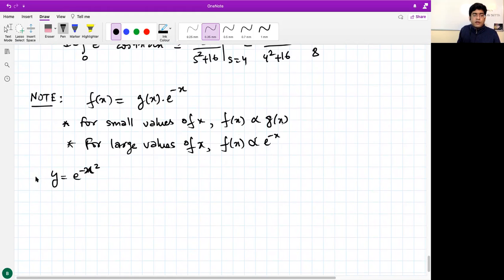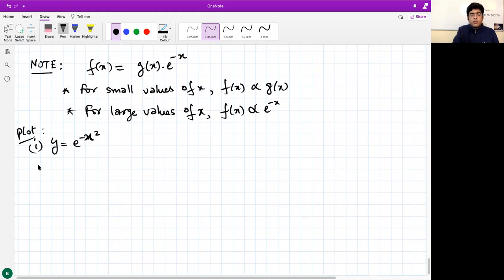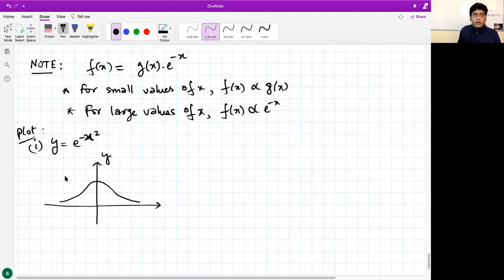Y is equal to e to the power minus x square. If you want to plot this, the plot is a bell-shaped curve. This is the plot: at x equal to 0, y is equal to 1, and as x goes to plus or minus infinity, this is an even function, so y will go to 0. And the slope here will be 0.